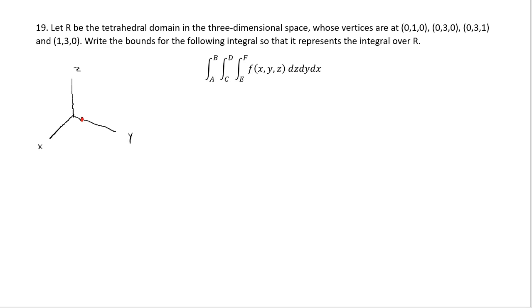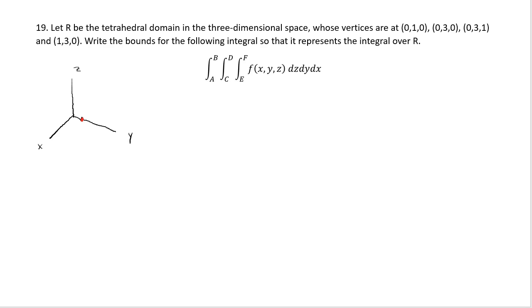And then, okay, I think I've left out something. A tetrahedron has 1, 2, 3.